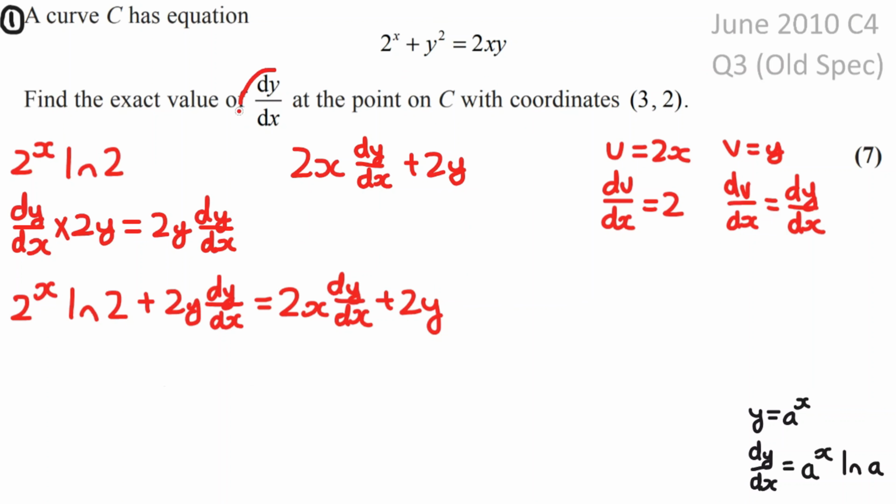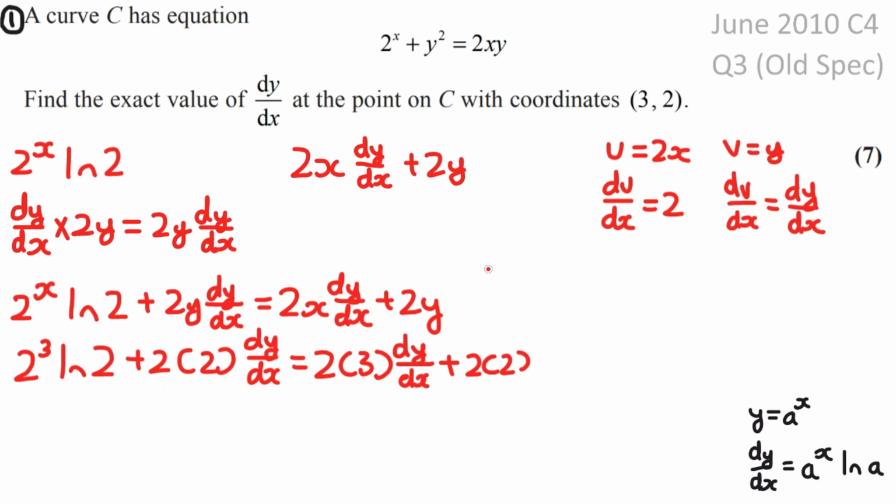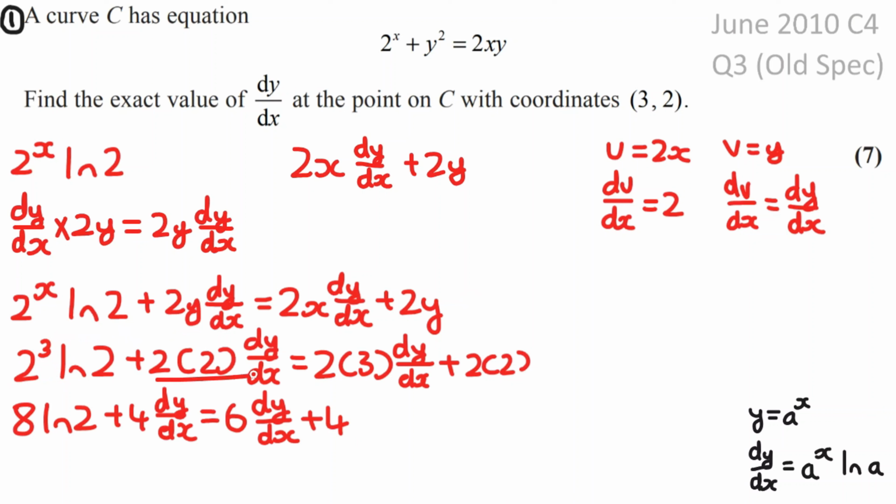And we need to find the exact value of dy over dx at these coordinates here. So x is equal to 3 and y is equal to 2. So we can sub these values in already for x and y. So that's what I've done here for x is equal to 3 and y is equal to 2. And now we can simplify this from here. So this is going to be 2 to the power of 3, which is 8. So it's going to be 8 natural log of 2, and then 2 times 2 is 4.